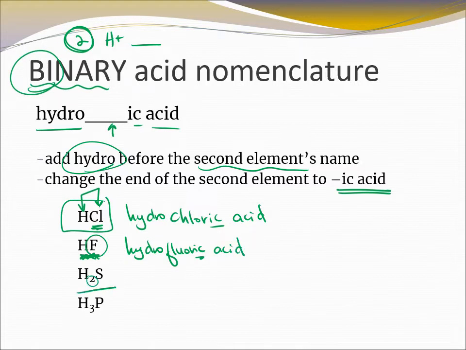H2S, I have 2 H's because sulfur's charge is -2, but I'm still just going to call it hydro. Sulf becomes sulfuric acid. And one more, H3P. Phosphorus is a -3 charge, so I need 3 hydrogens to balance out. Positive 1 times 3 is going to balance out that -3. I still use hydro because I still only have 2 elements. I have 3 copies of hydrogen, but I still only have hydrogen and phosphorus.